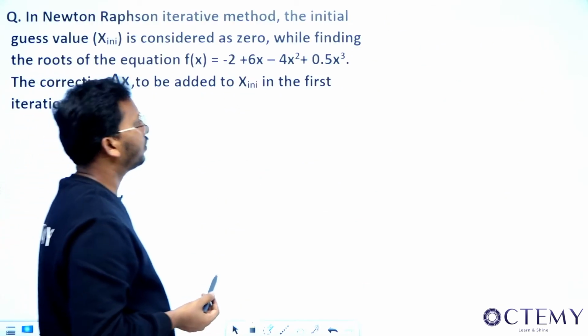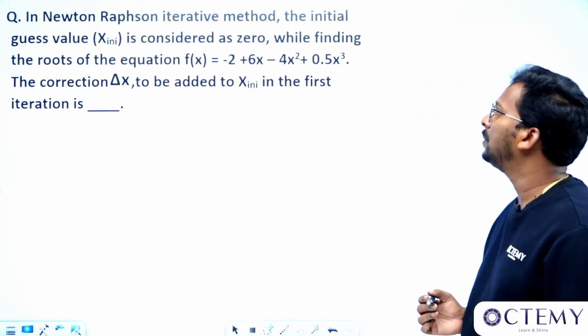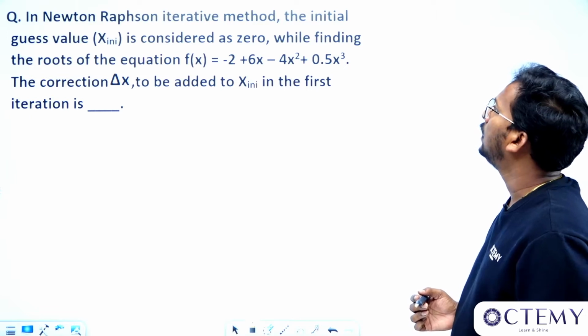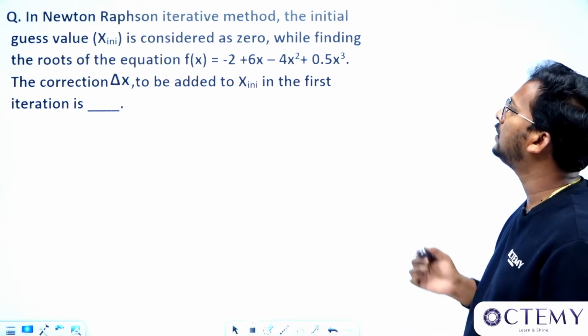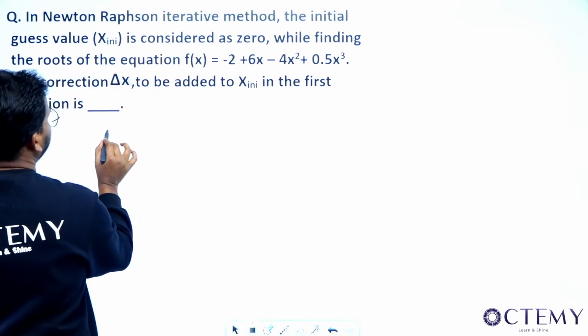Let me go to the next question and see what he is asking in the next question. This question is saying that for the Newton-Raphson iterative method, the initial guess x initial is considered as 0. All right. So he is giving you x initial.